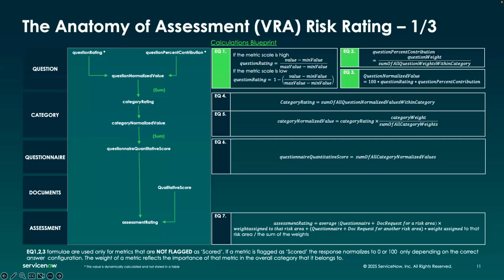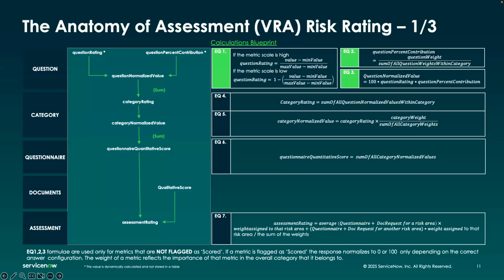Note: a metric configured as scored will normalize the response to 0 or 100 only, based on the correct answer configuration. If not, the formulae for question rating, question percent contribution, and normalized value in EQ1, EQ2, and EQ3 will apply to evaluate the normalized score of a metric. Please note the footnote at the bottom of the slide is crucial to the calculation blueprint.